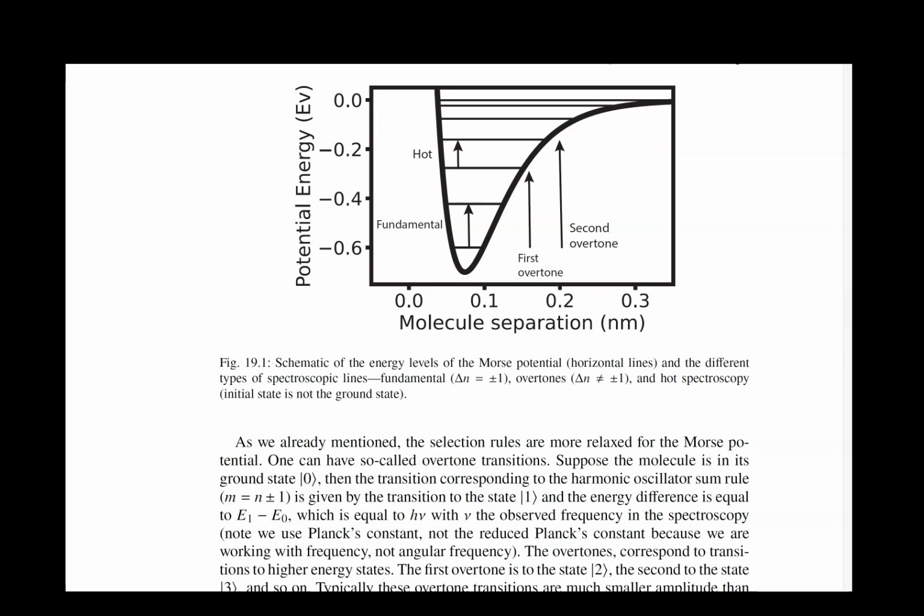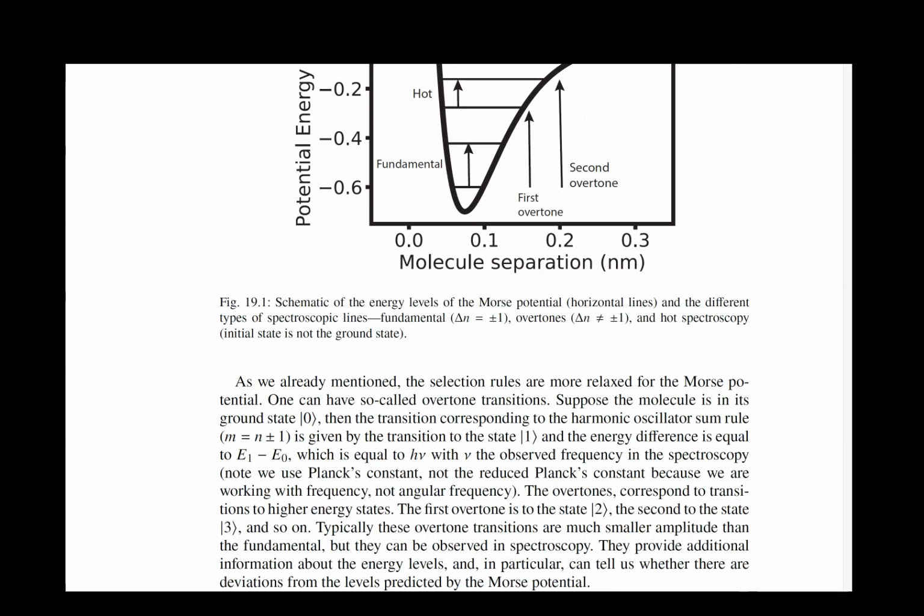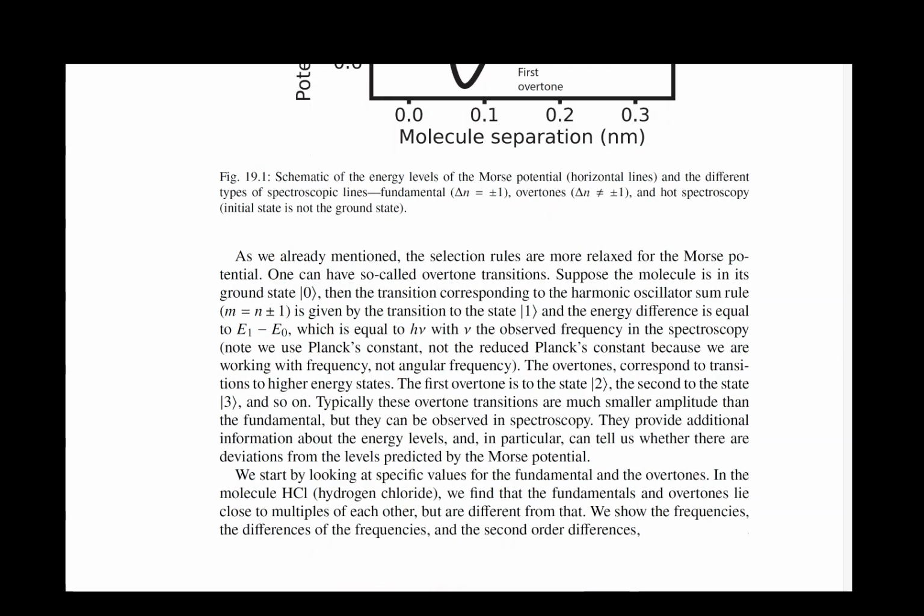The fundamental spectroscopy is just the transition from the ground state to the first excited state. But when you have an anharmonic oscillator, you can also have transitions to the second or third excited state, and those are called the first and second overtones. If you heat your molecule up to really high temperatures, you can excite higher energy states, and then you can have what is called hot spectroscopy, where you're doing an excitation from an excited state to a higher excited state.